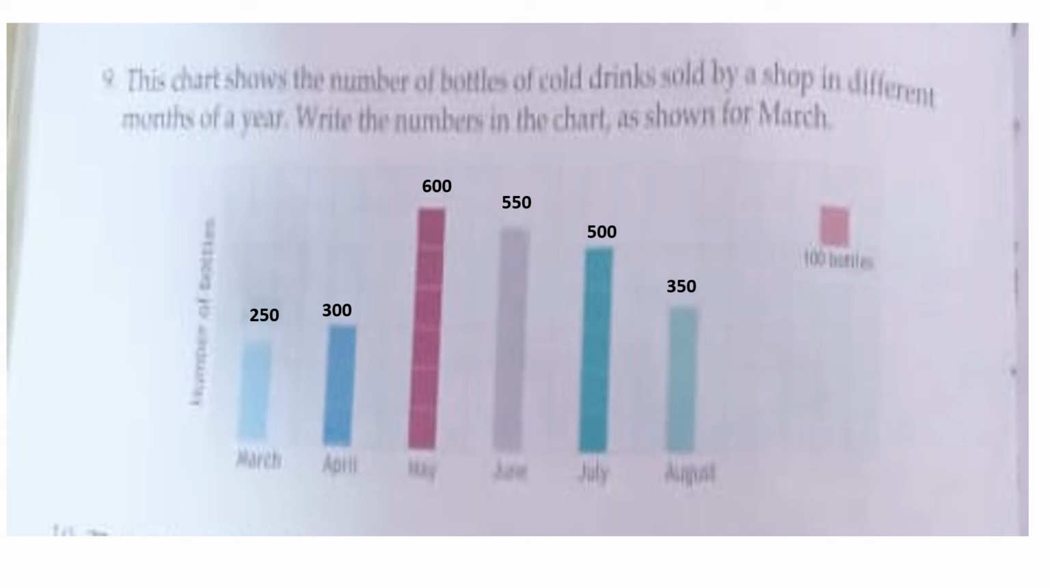So now you can see easily. If I ask you the question, in which month were the maximum number of cold drinks sold? You can easily answer by saying May, and the least, March. So in this way, children, we will answer the questions. Now children, see question number 10.